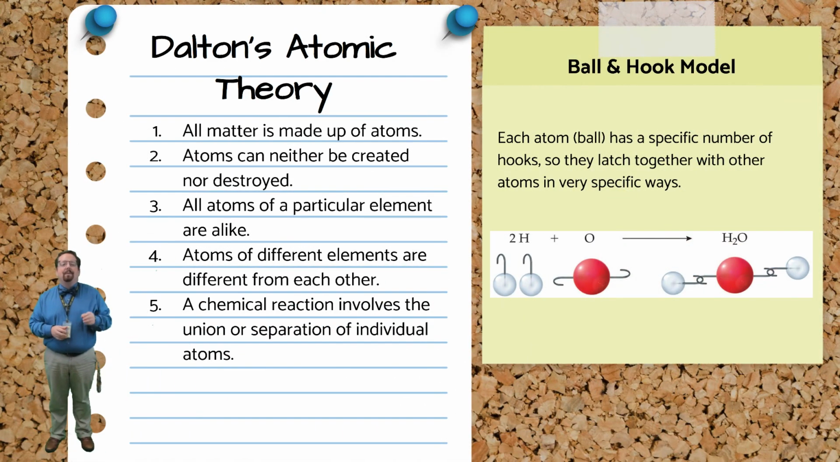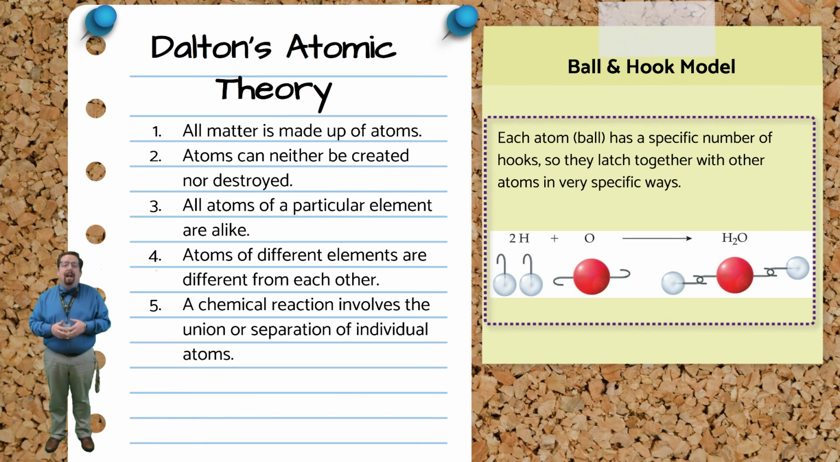So, based on those two scientific laws, Dalton came up with 5 statements or postulates about the atom. He said that all matter is made up of small, indivisible, indestructible particles called atoms. Atoms can neither be created nor destroyed. They persist unchanged for all eternity. Atoms of a particular element are all alike in size, mass, and properties. Atoms of different elements are different from each other in size, mass, and properties. And a chemical reaction involves the union or separation of individual atoms.